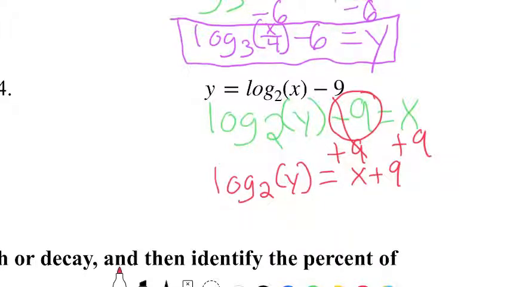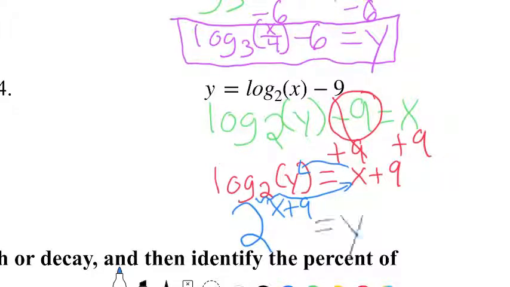Then we can do our base. So then we can do the base of our log is our base of our exponent. We're going to raise it to the x plus 9. And we're going to set it equal to y. Y is by itself now, so it is our inverse equation.